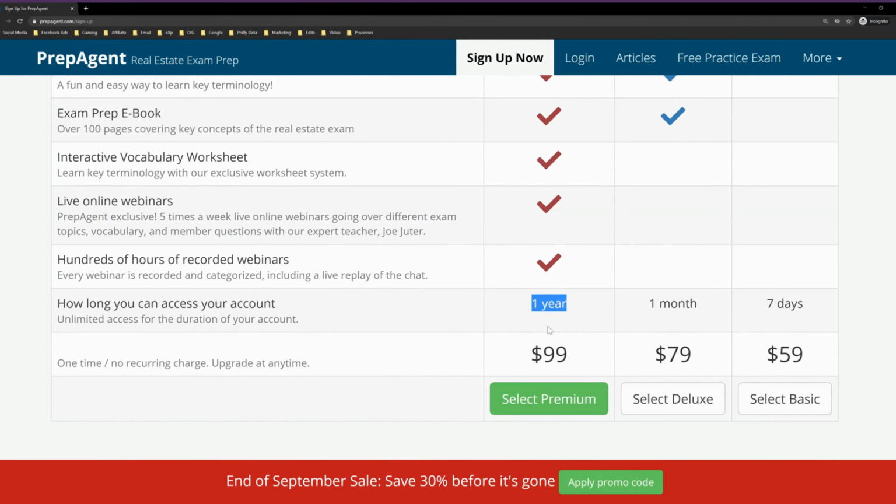So look, think about it. What's 100 divided by 12? That's maybe $9 a month, maybe $10 a month. But that's really cheap. I highly recommend that you go in and purchase this 1 year package for $99, so you can build that cushion in.